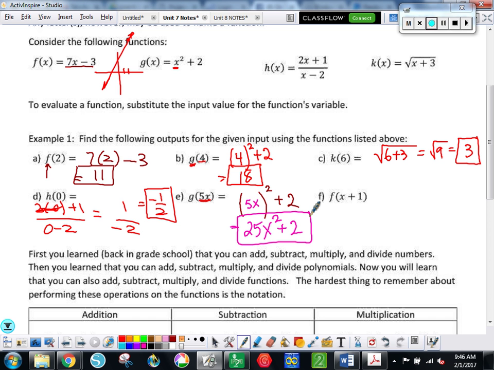No, because this f function could change to a different function. It'll define what it is at the top of the paper. So if you look at your homework, it says if g of x equals this and h of x equals this, then do all of these problems. So, yeah.